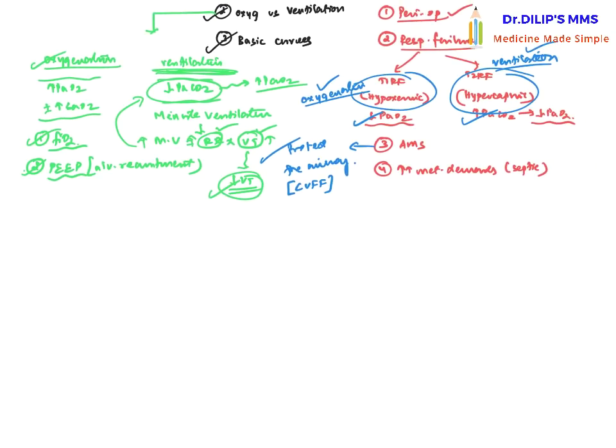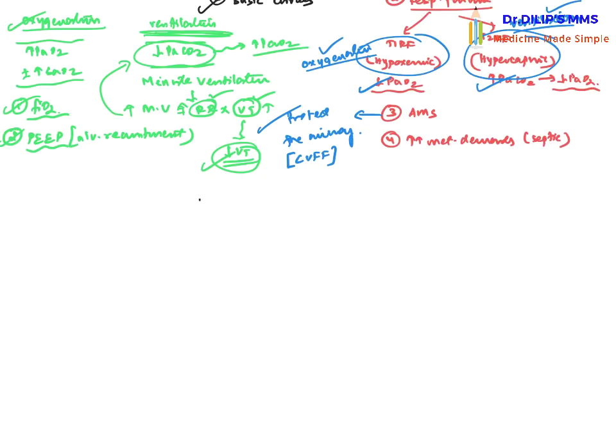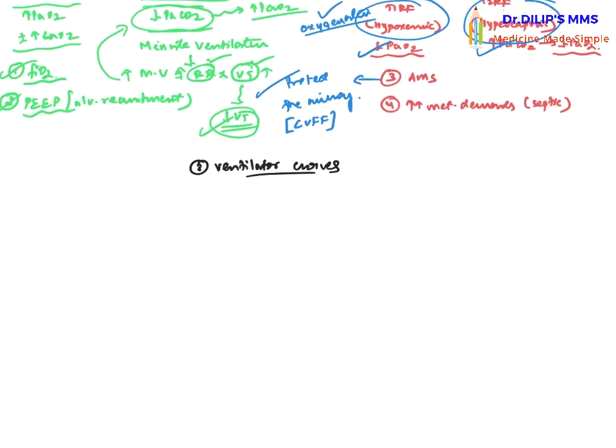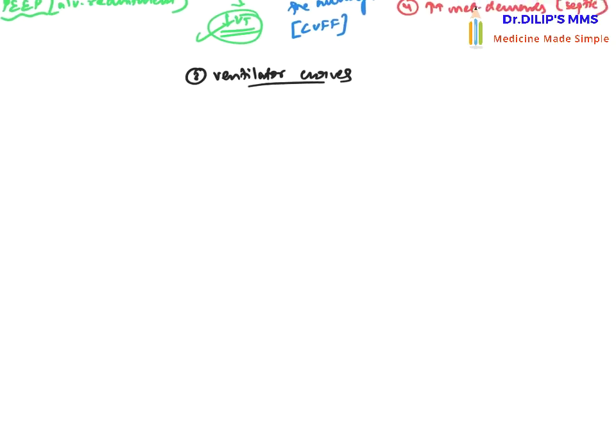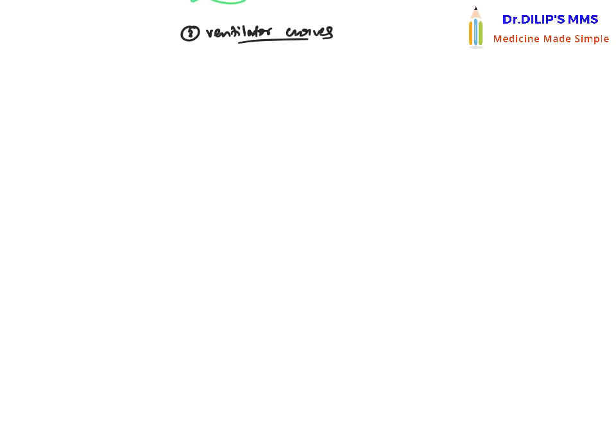Next, the third important thing we're going to discuss is the basic ventilator curves. Whenever you discuss the ventilator curves, you have to know about the ventilator timings and all these things. Usually, as in a normal breath, the ventilator has two things: you have an inspiration and you have an expiration as well. So similarly, let us draw the curves.